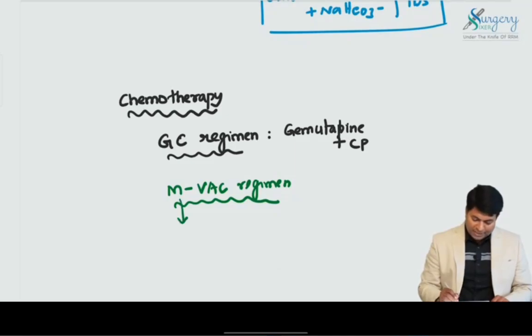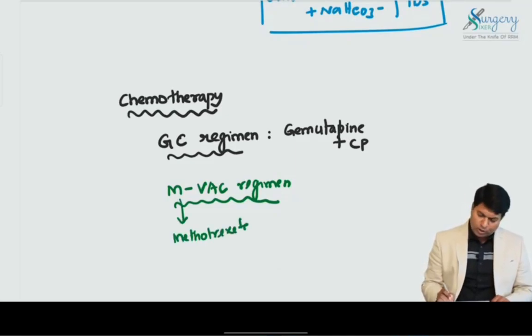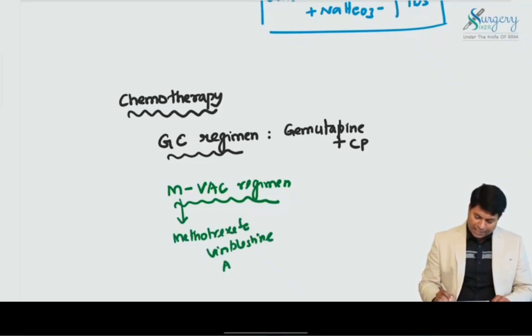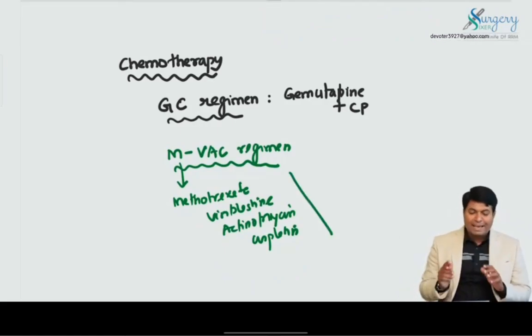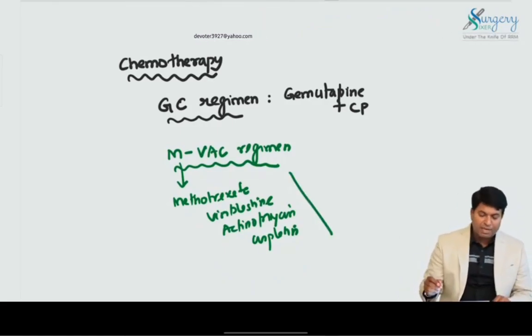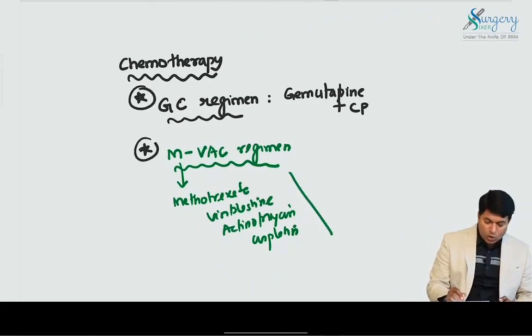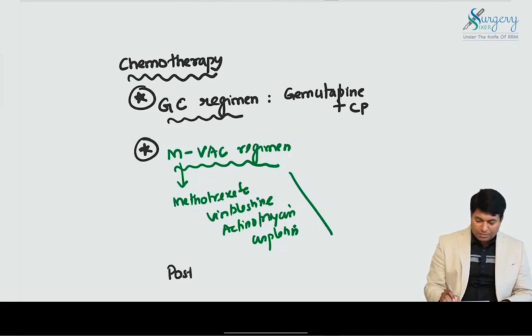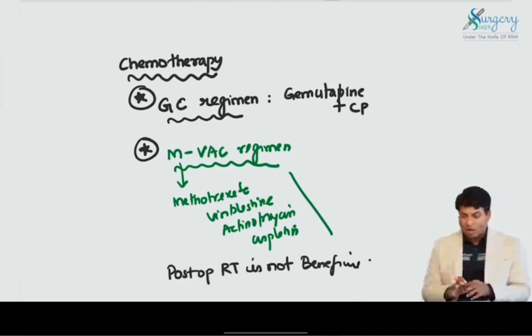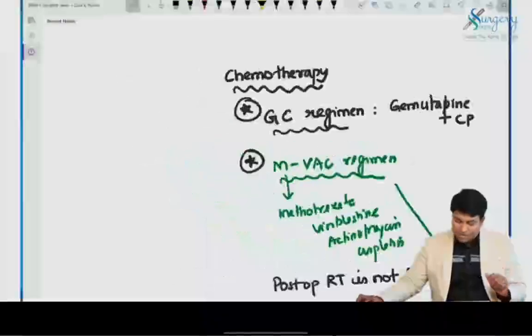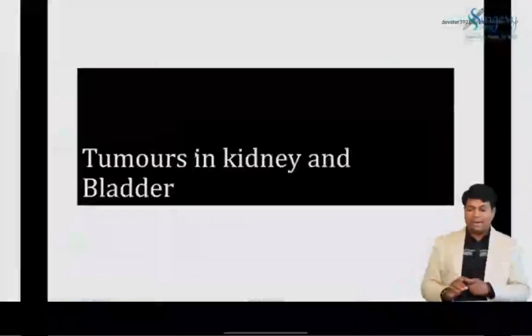It is mainly methotrexate, vinblastine, adriamycin and cisplatin. This is the old regimen we were using, mainly for lymph node positive cases and locally advanced cases. Please remember the MVAC regimen can be given as adjuvant, and also as neoadjuvant chemotherapy. Post-op RT is not much beneficial. These are the points I want you to remember from this topic on bladder cancer. Let me now show you the images about the cancers we discussed, tumors in kidney and bladder.